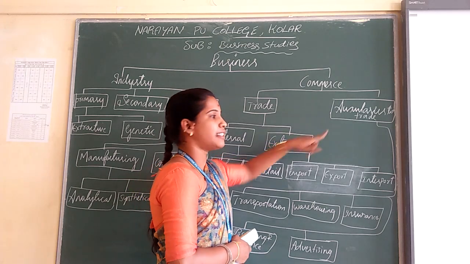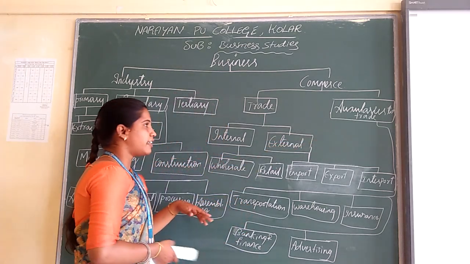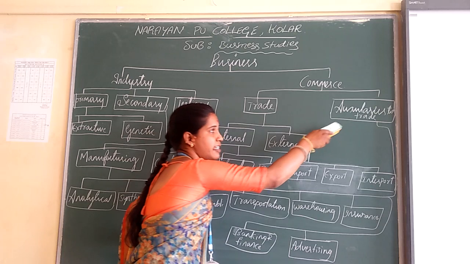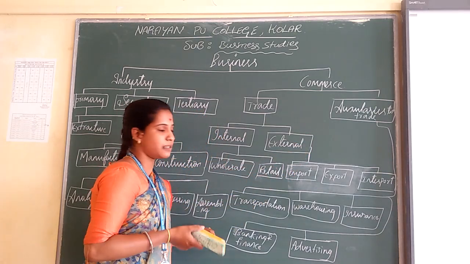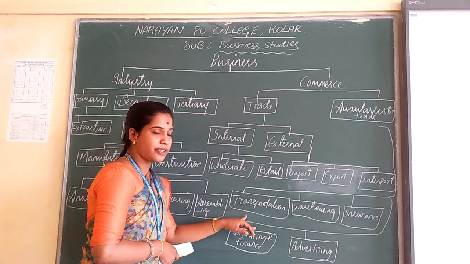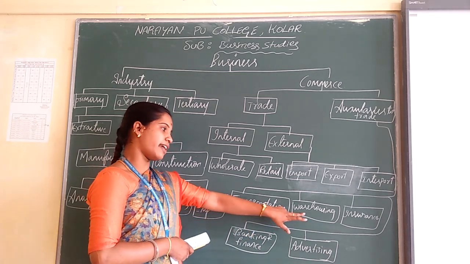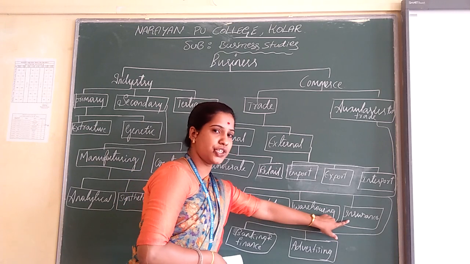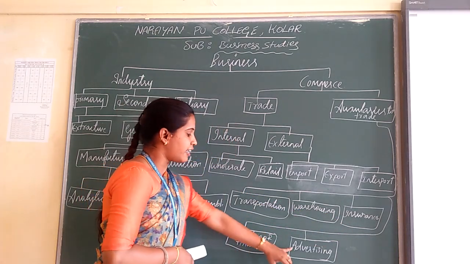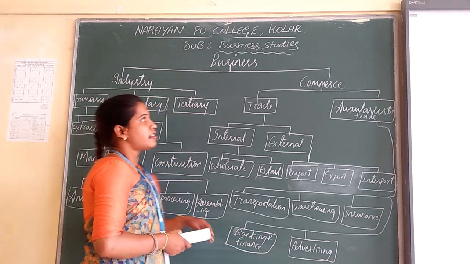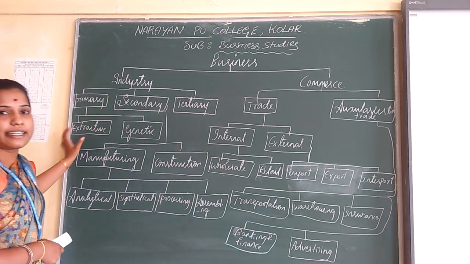It can be classified into five types, and here the auxiliaries means services. What are the services they provide to commerce or the industries? The first one is transportation, the second is warehousing, the third is insurance, the fourth is banking and finance, and the last one is advertising. So this is all about the business activities chart.